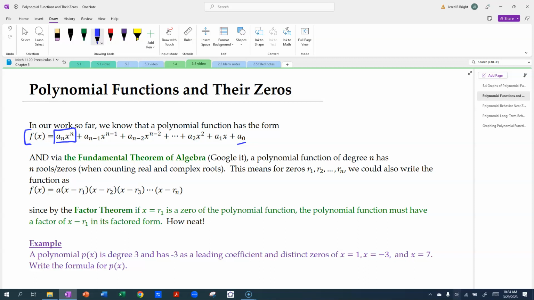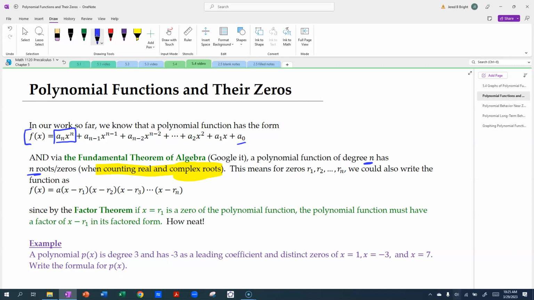Now if we go a step further and look at what is called the fundamental theorem of algebra, you can Google it. It just says that if you have a polynomial of degree n, it has n roots or zeros, and this does include complex roots as well as real roots. So just know that we don't talk about complex roots in this course, but it is a thing.